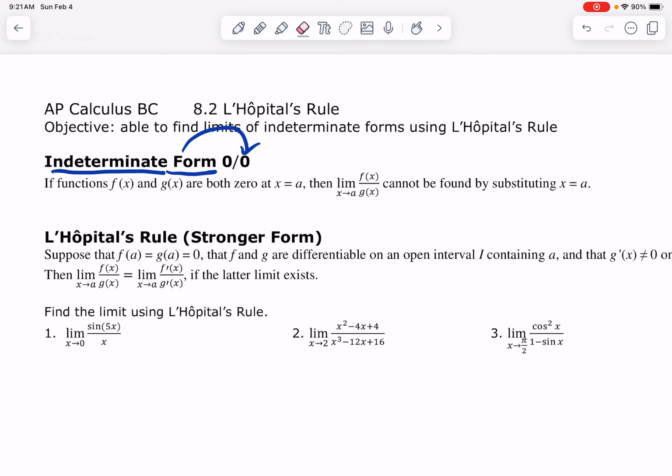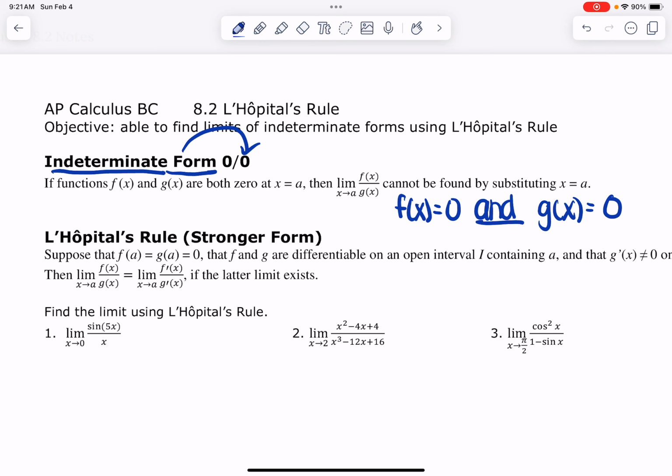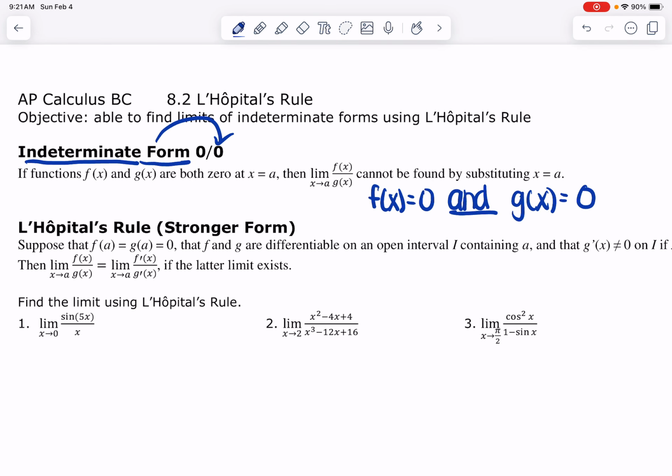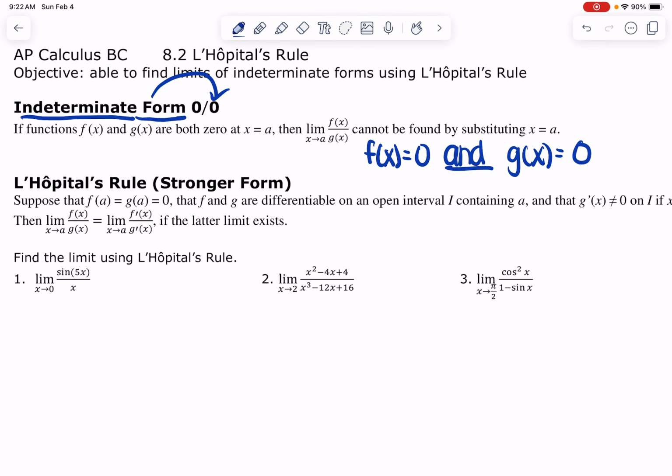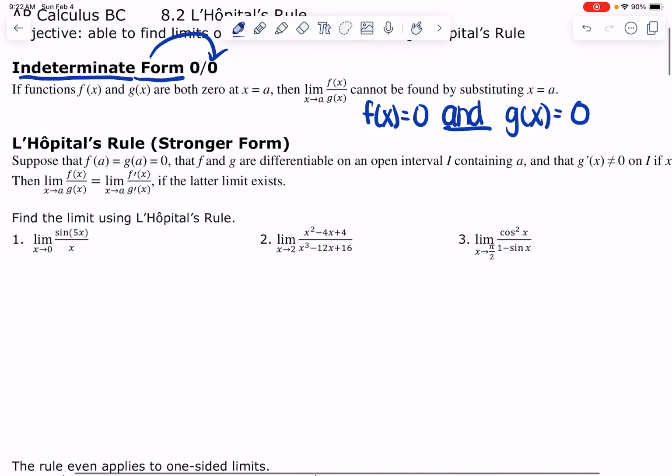More specifically, I would say if f of x equals 0, and that's the keyword, and g of x equals 0, then we're going to be using this rule below. Once I define what that indeterminate form is, we can introduce the idea of L'Hospital's rule. I call it a stronger form, but it's basically a way to figure out the limit without having to necessarily graph it.